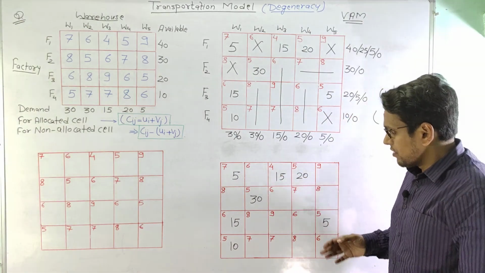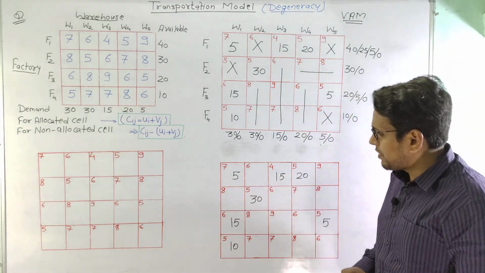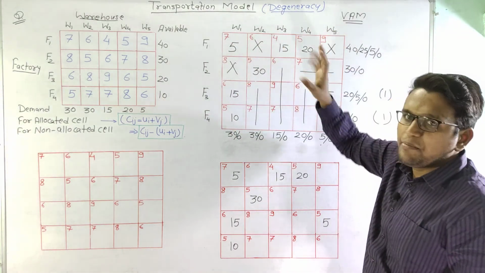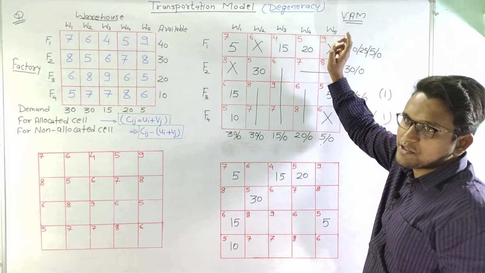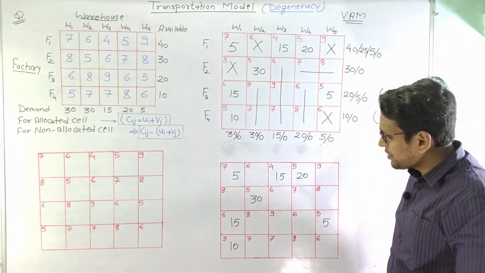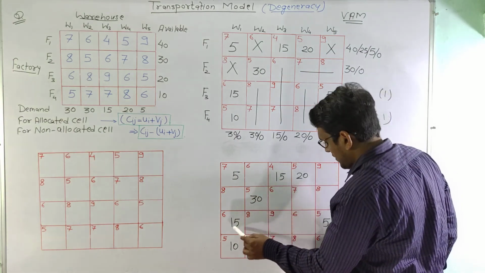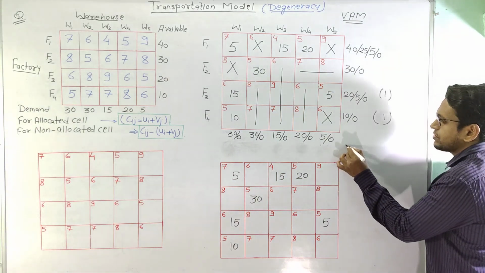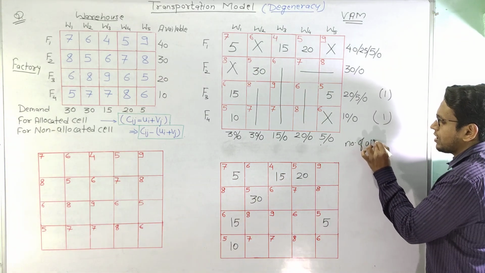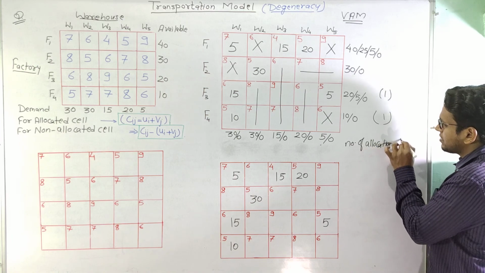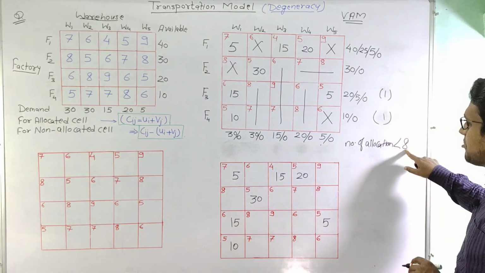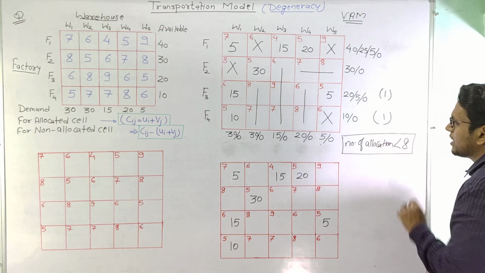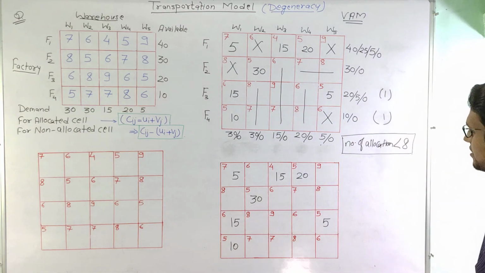So let us see, it must have m plus n minus 1 number of allocation. Therefore for 4 rows and 5 columns, m plus n minus 1 will be 4 plus 5 minus 1, that is 8. And the number of allocation we are getting is 1, 2, 3, 4, 5, 6 and 7. So we know that number of allocation is less than 8, where 8 is m plus n minus 1 number of allocation. So in this particular case we have studied that this is the case of degeneracy.